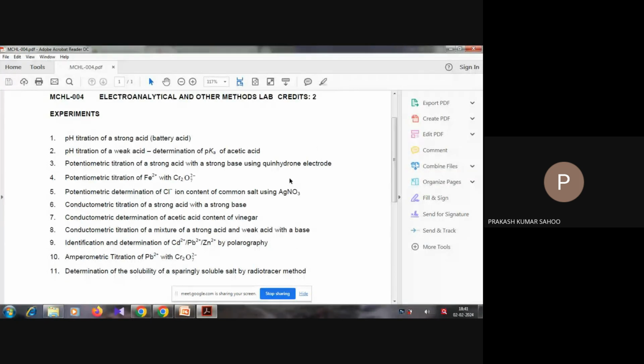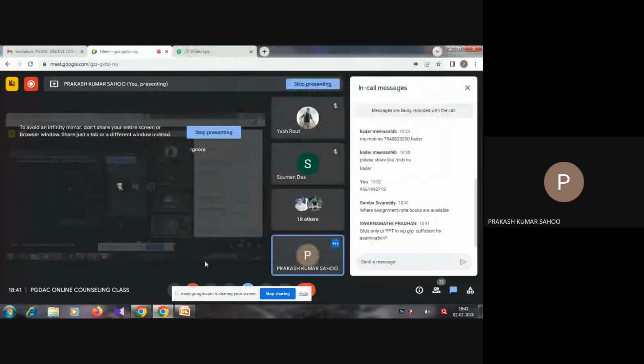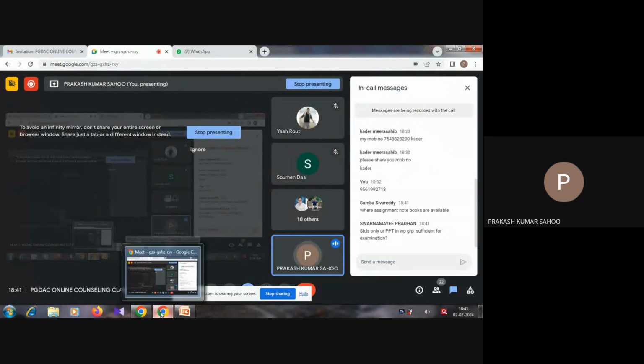And in the end we have electroanalytical. This is your MCH-4 paper, and it is also your MCH-4 theory paper, related to conductometry, potentiometry, pH metry, amperometry, voltammetry. This will be taught by Dr. Vibhu Prasad. Practical related things or any information will be forwarded to you through your email.